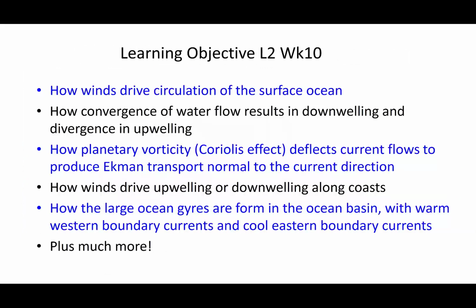Our learning objectives for this lecture are how winds drive circulation of the surface ocean, how convergence of water flow results in downwelling and divergence in upwelling, how planetary vorticity deflects current flows to produce Ekman transport normal to the current direction, how winds drive upwelling or downwelling along coasts, and how the large ocean gyres are formed in the ocean basins with warm western boundary currents and cool eastern boundary currents, plus much more.